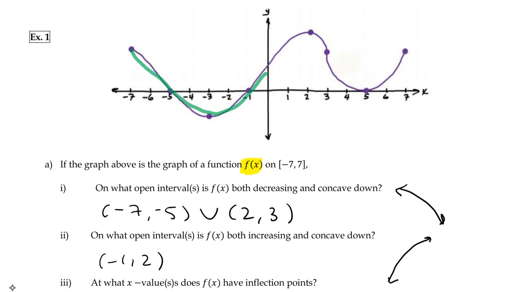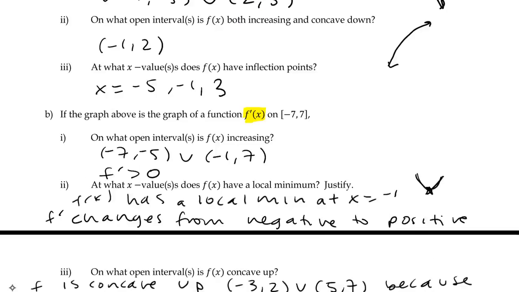So decreasing to increasing right here, or increasing to decreasing right here, or decreasing to increasing right here. Do you guys notice these are the local mins and maxes of the first derivative? Those will give us our inflection points. Okay, so we're at -3, 2, and 5. Let's write this out.